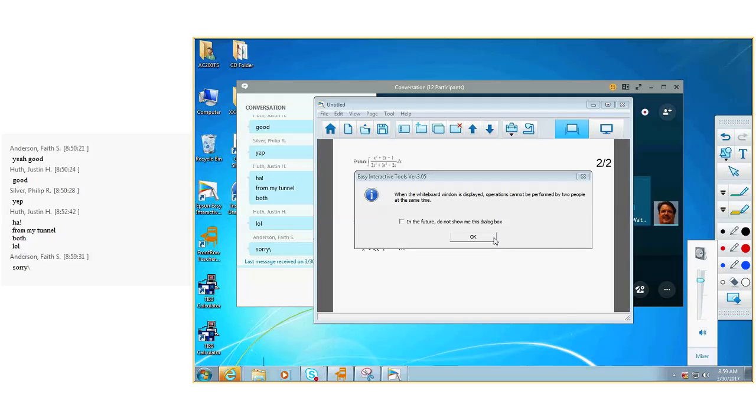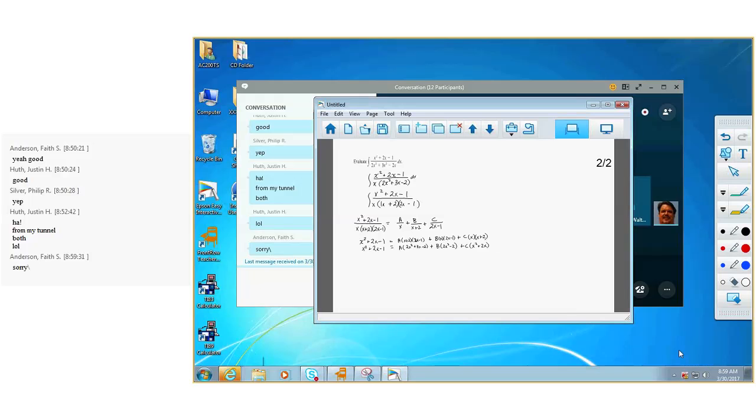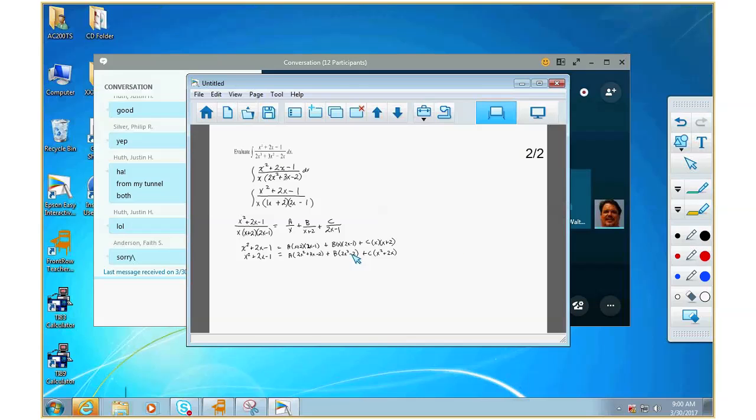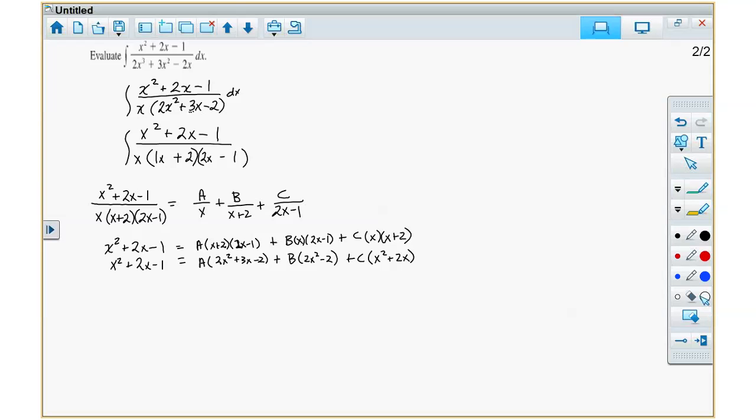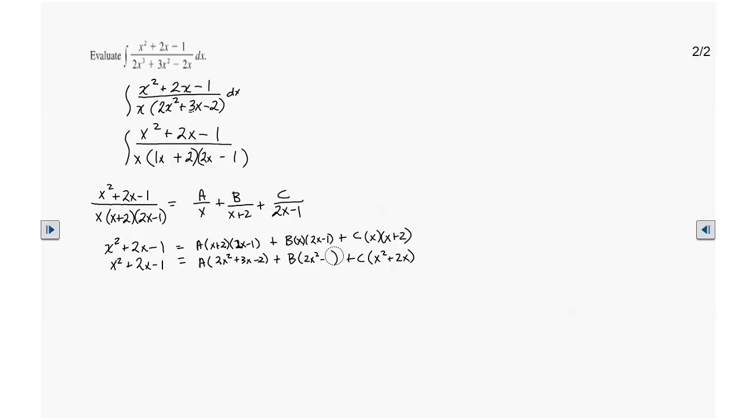The b portion should be 2x squared minus x, right? Did y'all understand that? Say it one more time, Mr. Huth. Okay, say it again. The b portion, shouldn't it be 2x squared minus x? You're right. Thank you. Thank you for paying attention, Mr. Huth. Everybody else, we need to see it.